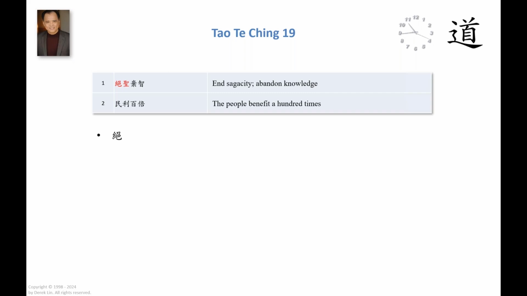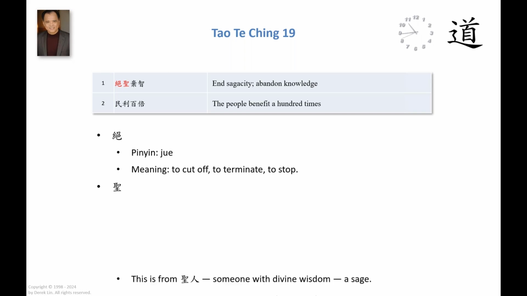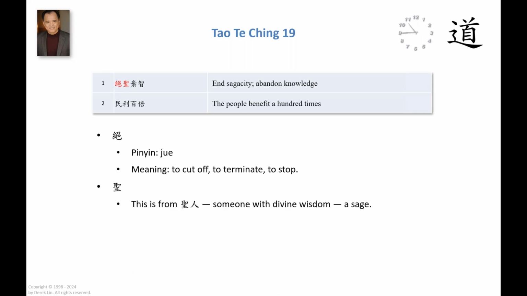We can decrypt the mystery first by starting with the character 绝. That is the first character. The meaning is to cut off, to terminate, to stop. And then we also need to look at the second character, 圣. This is from 圣人. 圣人, first character meaning divine, second character meaning person, together meaning someone who has divine wisdom. In other words, a sage. We put all this together: to cut off, to terminate, to stop the sage.